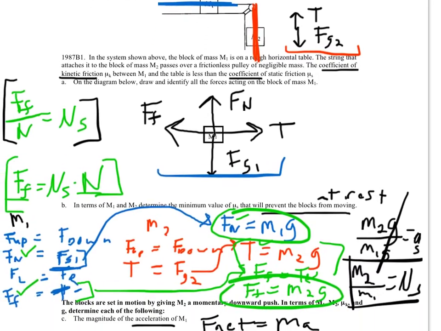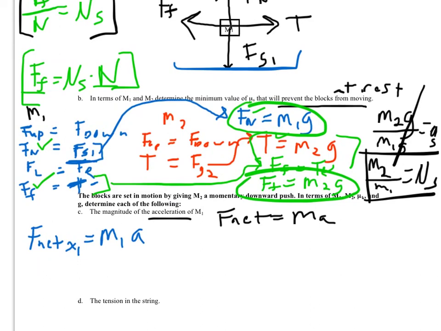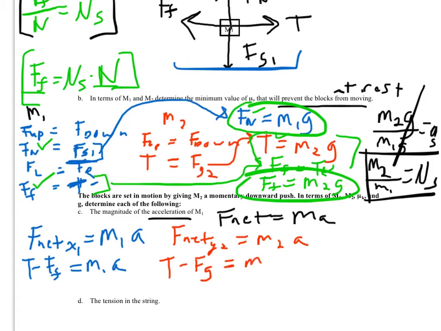Okay? So in that case, tension is positive, force of friction is negative. Those are only x forces, so that's m1a. Alright, on box 2, Fnet y for box 2, we said it's going to move in y, m2a. It has tension up, weight down, and that equals m2a.